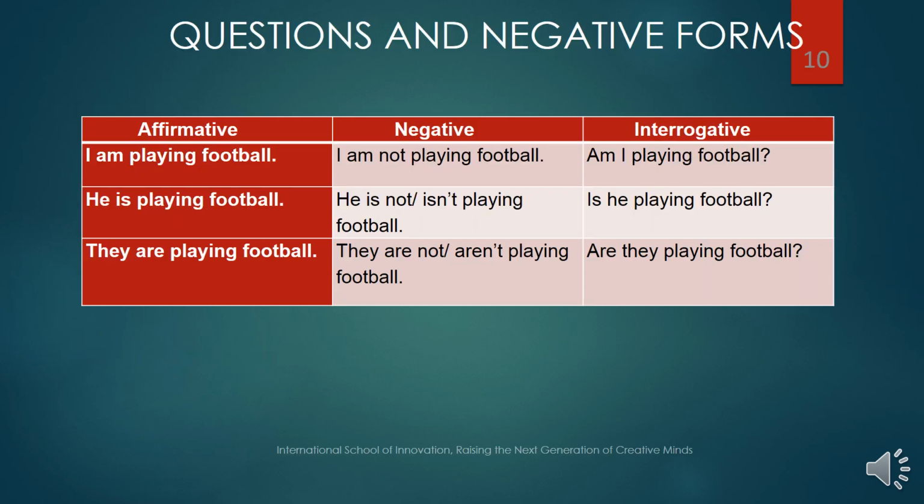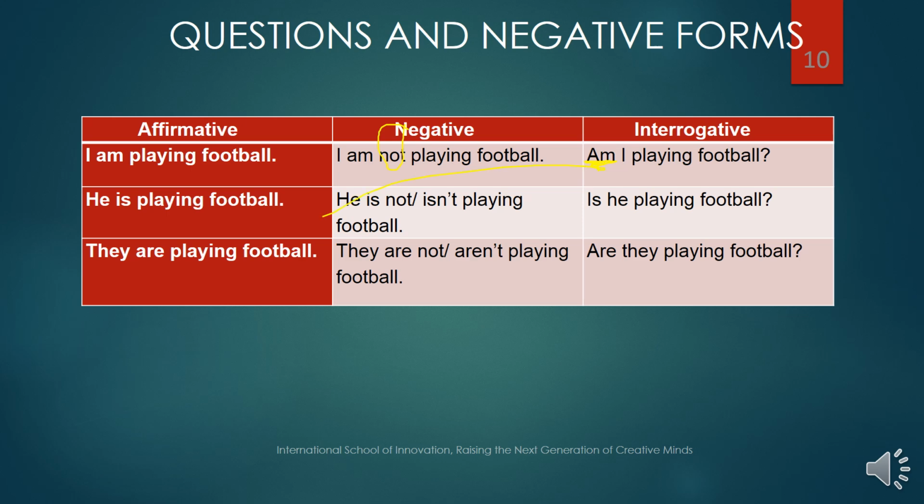Now let's talk about the questions and negative forms of the present progressive tense. I used the same sentence just to show you the changes. Let's start with the first one. I am playing football. If I want to change it to the negative, I add not. So I am not playing football. And I start my question with the verb to be. I start with am. Am I playing football?